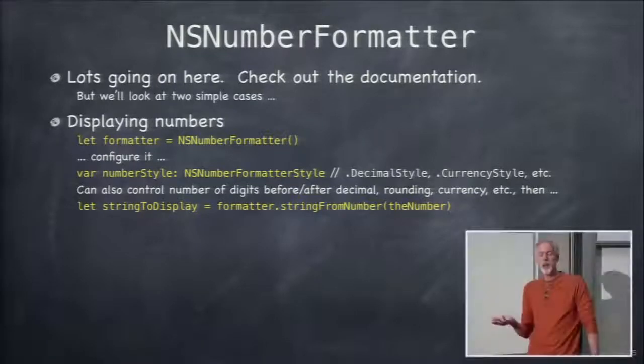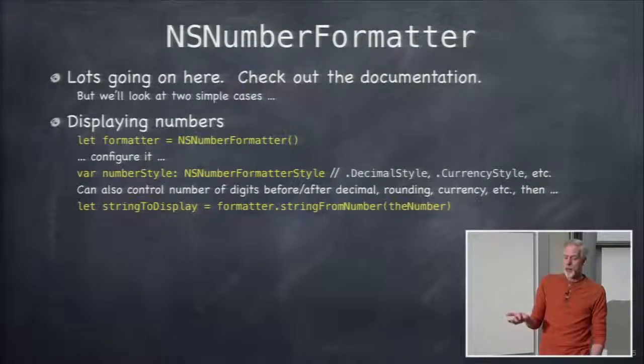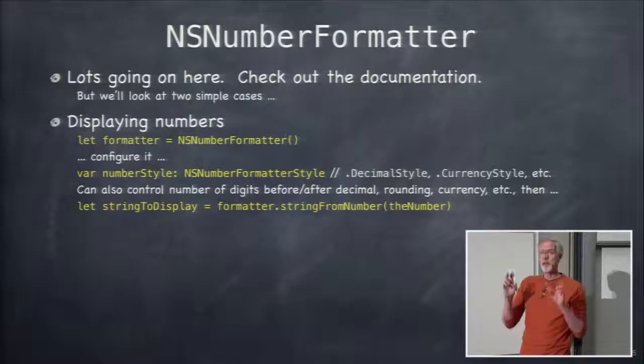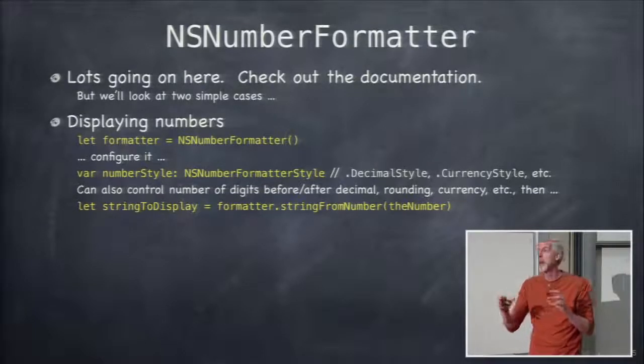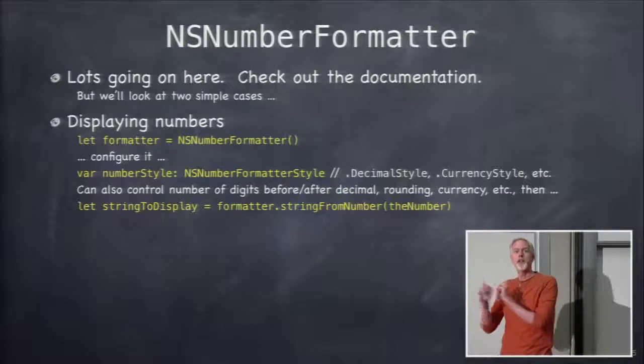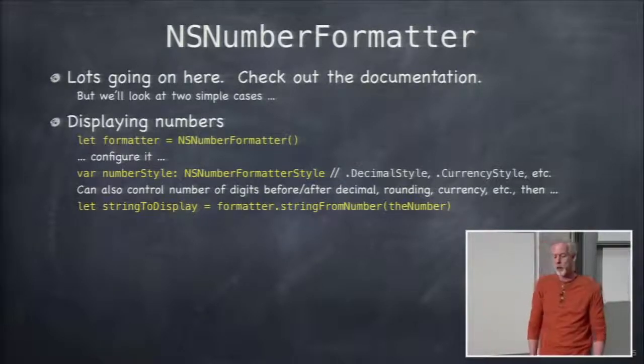So you create an NSNumberFormatter like we did in the calculator. Then you set the style of the number. So for example, decimal style or currency style. There's also a spell out style that will spell the number out. 3,000, T-H-R-E-E T-H-O-U-S-A-N-D, right? It'll spell it out as words in the local language. So there's a few styles in there.